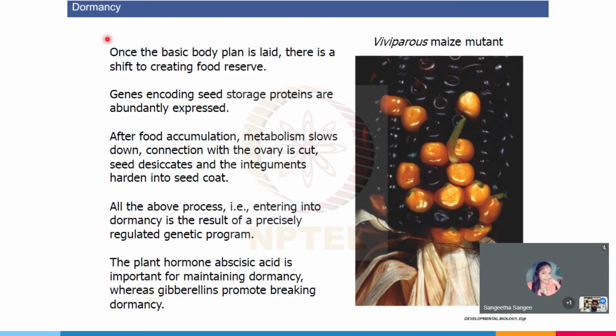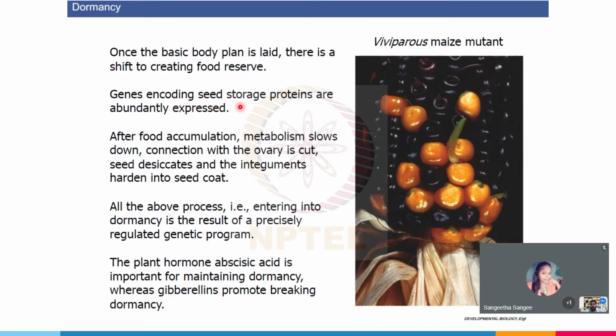What happens is that the seeds need to be propagated far away from the parent plant in order to successfully germinate and form another new organism. So for that purpose, the embryo can't just directly go into producing the new organism or going further along the steps in development. What happens is that the seed enters a period of dormancy, in which once the basic body plan is there, there is a shift to creating food reserve and the development is stopped for the while.